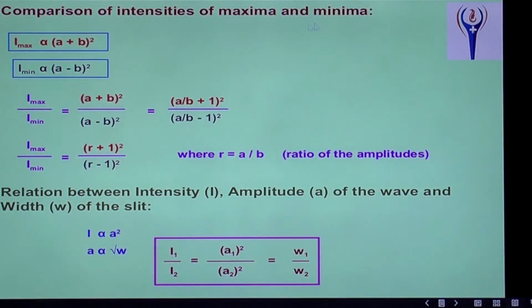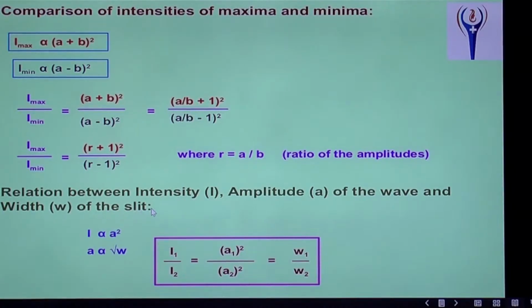Comparison of intensity of maxima and minima. That is, I max is equal to (A plus B) whole square. I minimum is (A minus B) whole square. So I max by I minimum equals (A plus B) whole square by (A minus B) whole square. And R equals A by B; if you substitute like this, then I max by I minimum equals (R plus 1) whole square by (R minus 1) whole square.